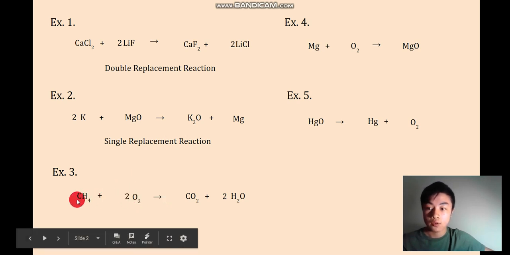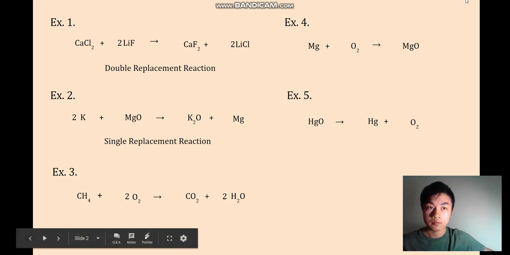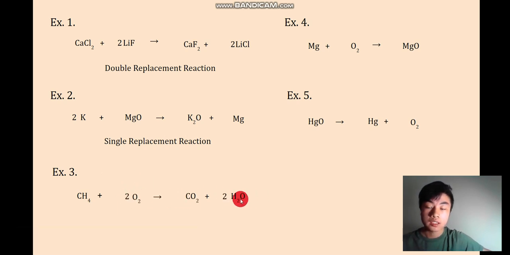So now there's 1 carbon on the left and the right. There's 4 hydrogens on the left and the right as well. And there's 4 oxygens on the left and the right as well. And so since this is something reacting with oxygen to produce carbon dioxide and water, this is going to be a combustion reaction.